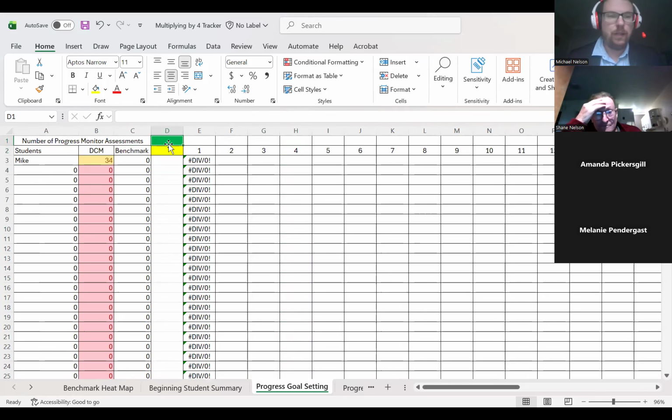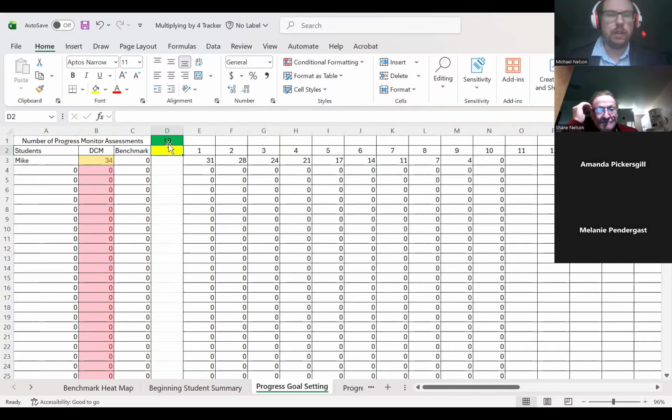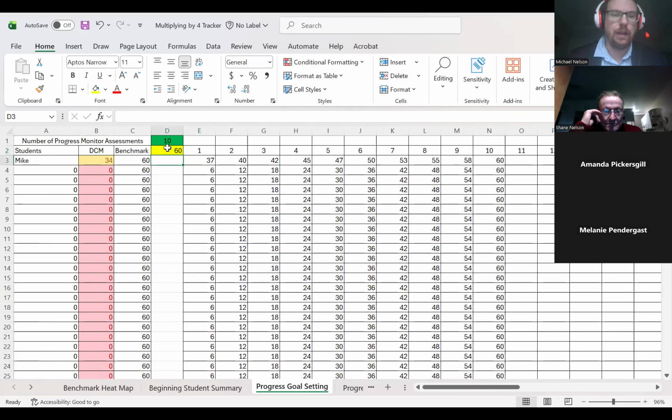I'm going to do a 10-week unit. So I'm going to conduct 10 mini assessments. And I want my students to get a score of, I'm going to say 60. I want 60. So I'm going to set it high. You can see the tracker then automatically calculates that this is a 10-week program for Mike here, and that these are the scores I have to get each week to achieve my goal.